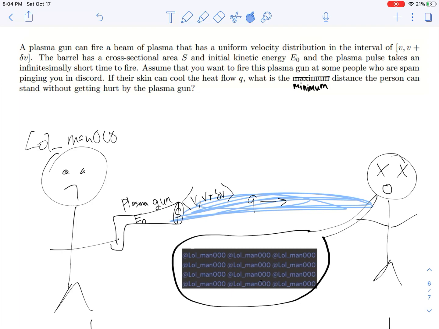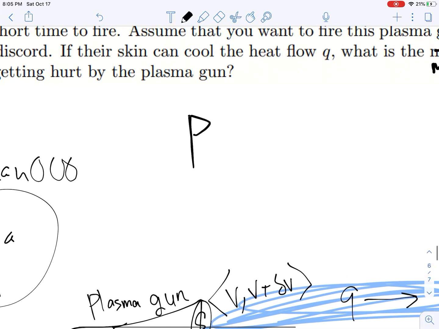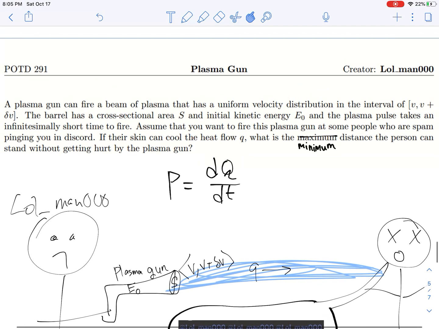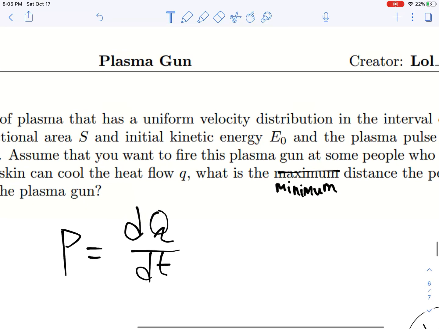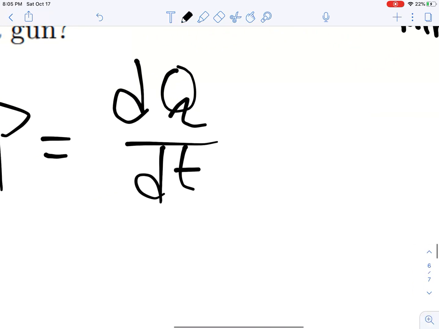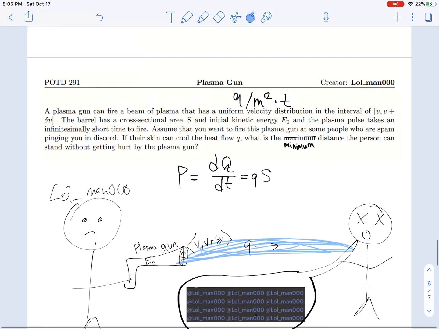essentially. So what that tells us is that we might want to discuss or discover the relationship between power and energy. This is because P, the power, can be expressed as dQ over dt, where Q is the heat. And in this problem, we're saying heat flow Q, and that means that we're expressing it per unit time per unit area. So that means that in this problem we can write the power flow as QS, and that's great.